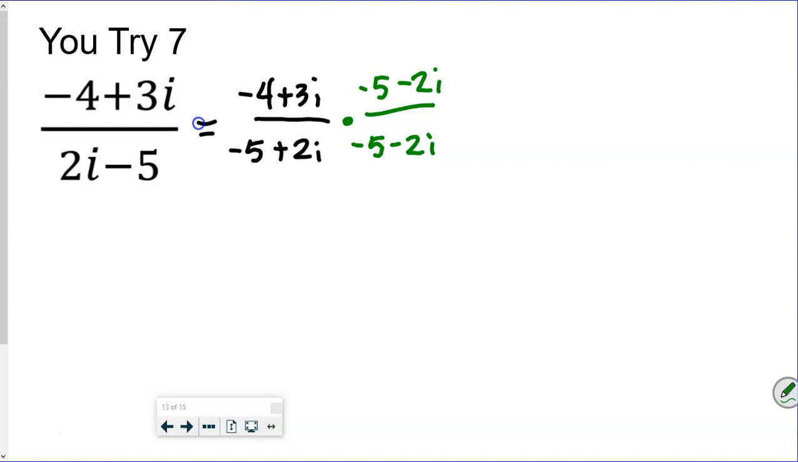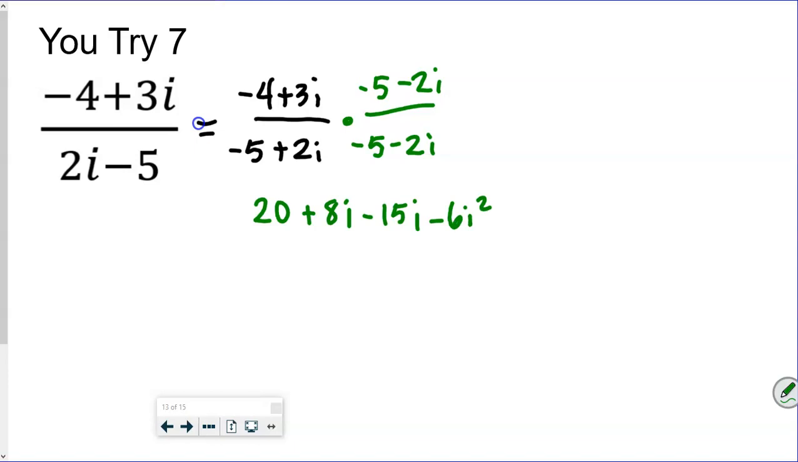Okay, so I'm going to use FOIL again. First, outside, inside, last. So negative 4 times negative 5 is 20. Negative 4 times negative 2i is going to be plus 8i. 3i times negative 5i is negative 15i. And 3i times negative 2i is negative 6i squared.